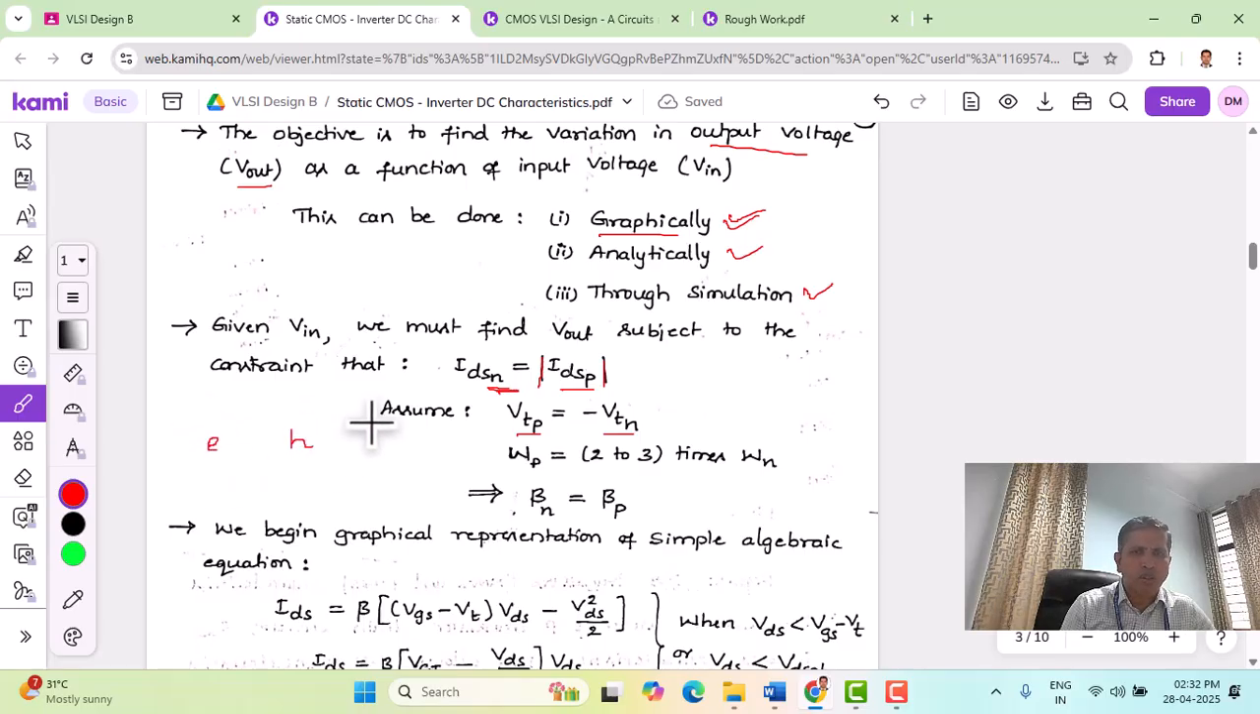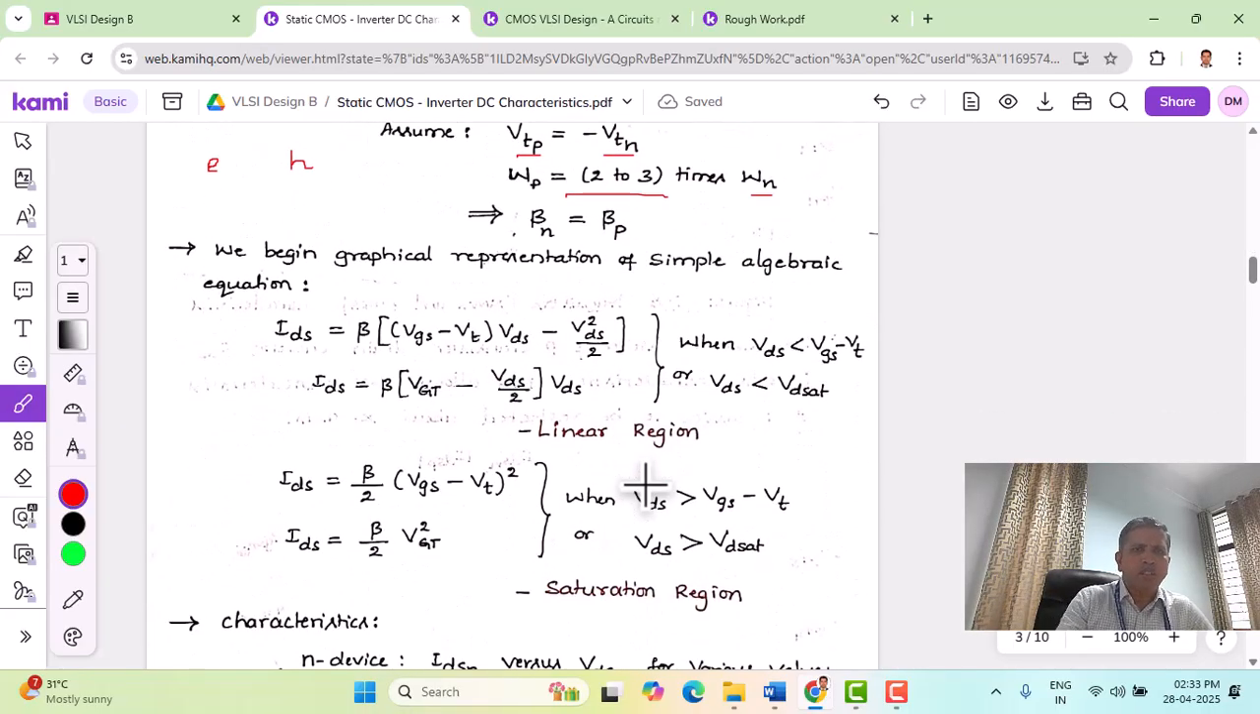In this context, to make the operations symmetrical, we need to choose the width of the PMOS 2 to 3 times larger than the width of the NMOS device, and this ensures that the performance parameter beta n will be equal to beta p. Once we are able to maintain this, the inverter will be operated in a symmetrical manner. Okay, we'll see later on what we mean by symmetrical manner.